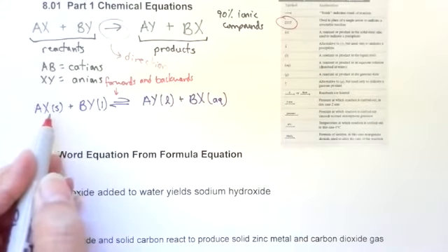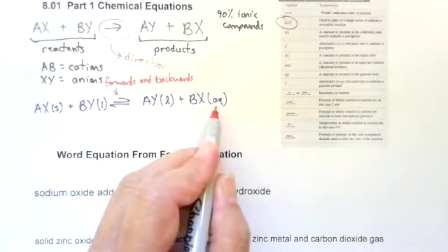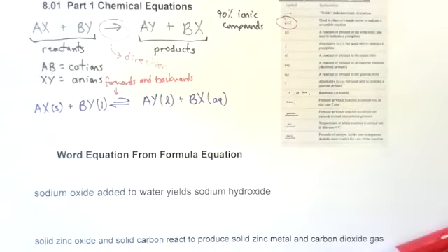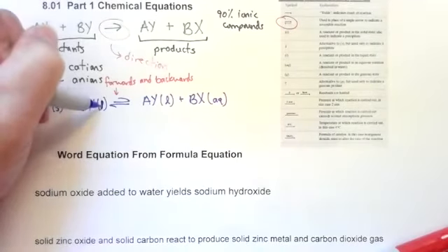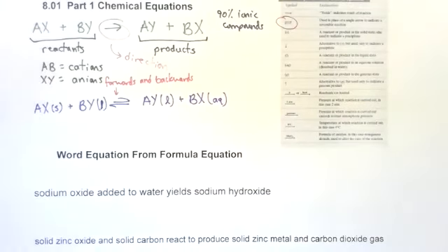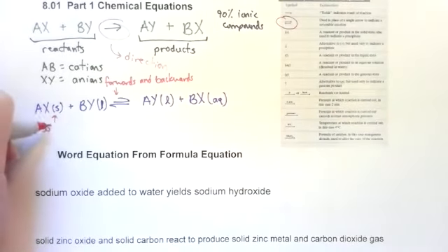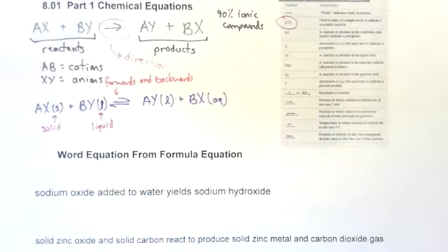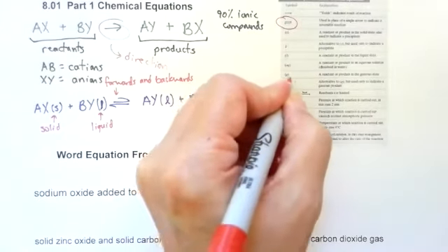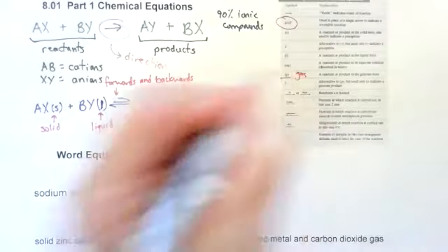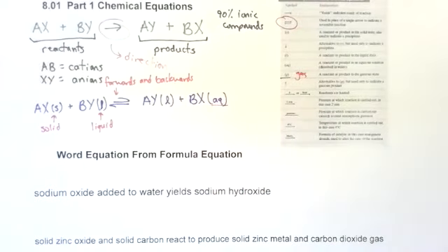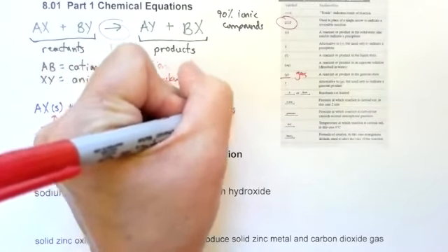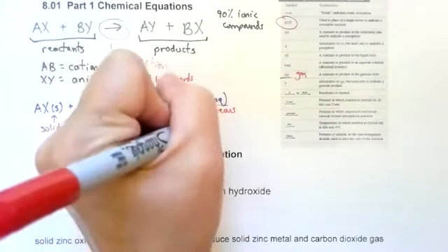So when I put this solid into this liquid, I'm going to get an aqueous product. The other thing is I'm using terms here that I started to use before I explained them. These are the states of matter. S is solid, L is liquid, G is gas. AQ stands for aqueous, and that is a solid dissolved in a liquid.